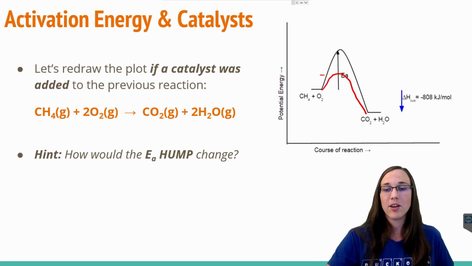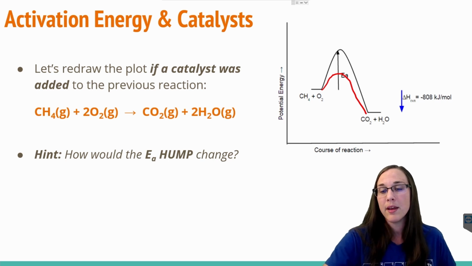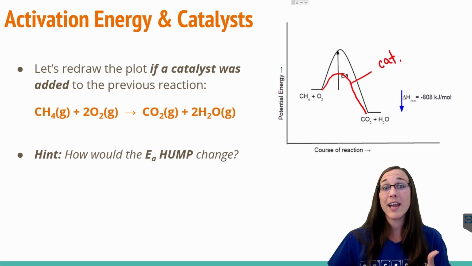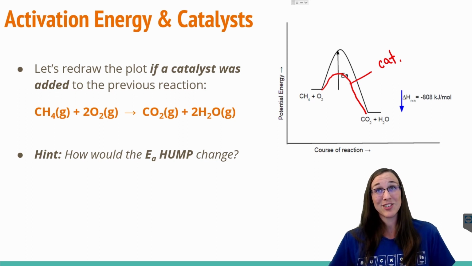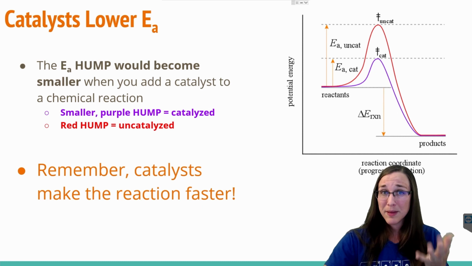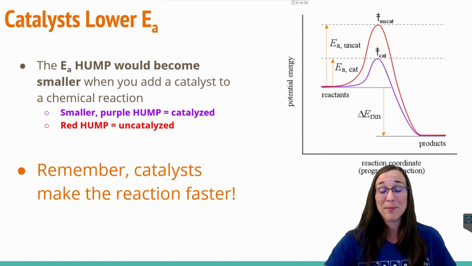But in this case, the main idea here is that you just want to draw a smaller hump, indicating that it was catalyzed and the reaction happened faster and you didn't have to wait a million years for it to actually happen. So you're likely going to see this depicted on a full reaction diagram as follows.